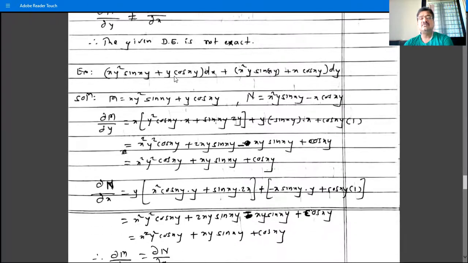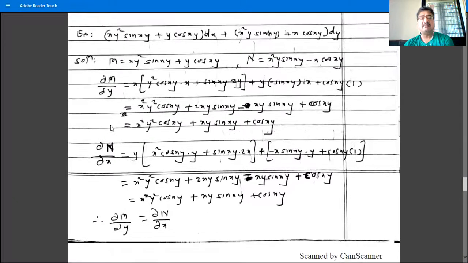So compare this equation with M dx plus N dy equal to 0. We get M is this and N is this. Now we have to find ∂M/∂y.